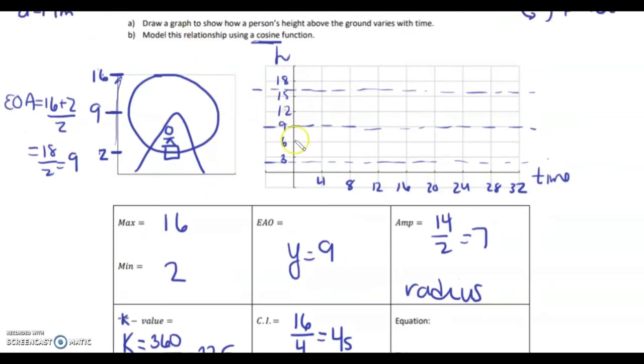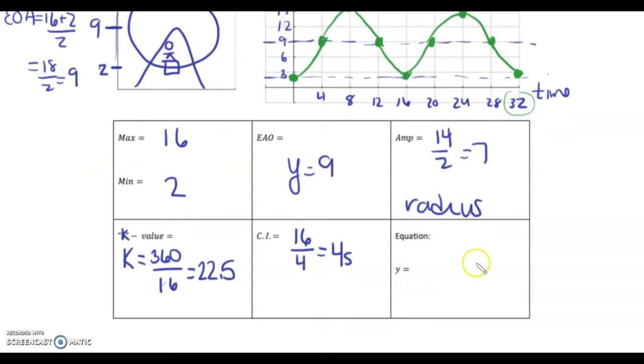So it says that the rider boards at the bottom. So I'm going to let the rider board here. So minimum, equation of axis, maximum, equation of axis, minimum. And it can keep going, because the more times you go around the Ferris wheel, it's just going to make another full revolution, a full cycle in our graph. So this graph represents that we went around the Ferris wheel once and then twice. And that brings us up to 32 seconds.